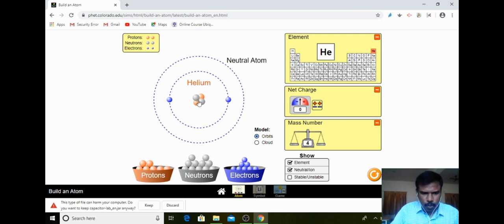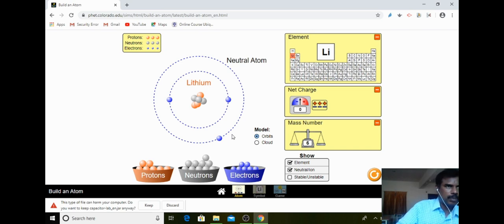If I add proton 1 and electron 1, it is lithium. The mass number is 5. If I add neutron 1, the mass number is 6, the same lithium. So like that I can demonstrate the simple concept of atom to the students in an interactive, simulative way by adding our own explanation to the existing simulation.